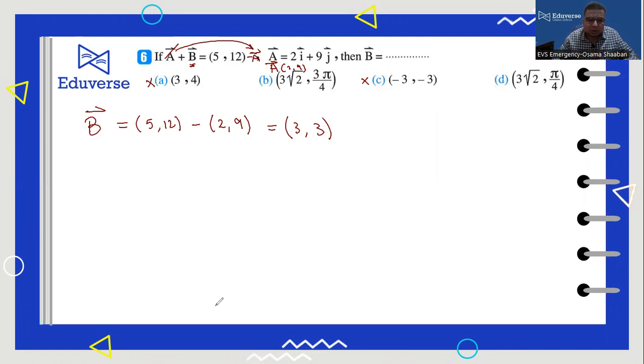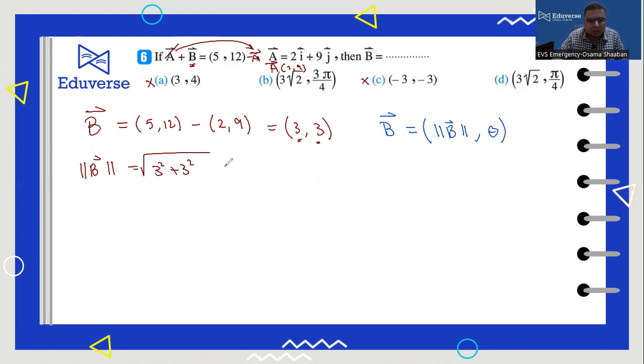So I will change the vector B to polar form. What is the form of the vector B in polar form? The norm of B vector and theta. So here is the value of norm and theta. Okay, here the norm of B vector equals square root of x power 2 plus y power 2, which is 3 power 2 plus 3 power 2. You will get just root 18, that means 3 root 2. So I need theta.